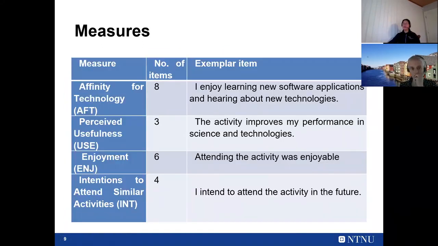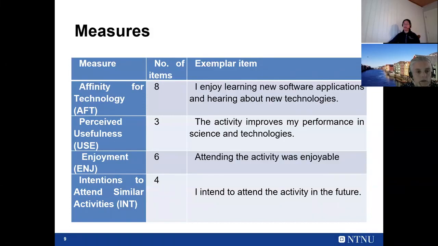Here are the measures of use in the study. First, affinity for technology was measured by 8 items, and one exemplar item is "I enjoy learning new software applications and hearing about new technologies." Perceived usefulness was measured by 3 items. An example is "The activity improves my performance on science and technologies."